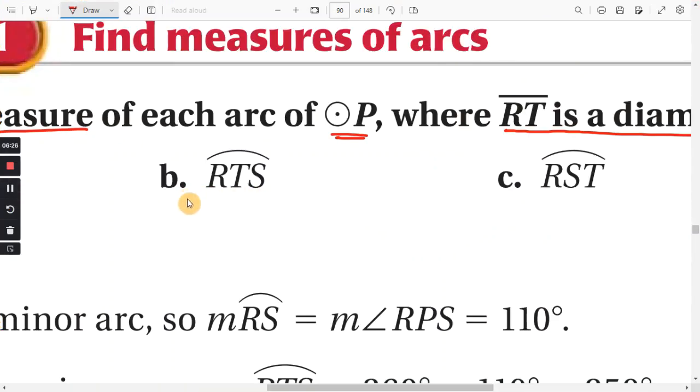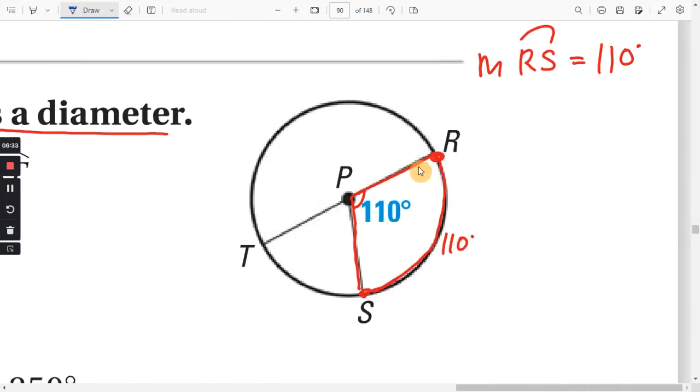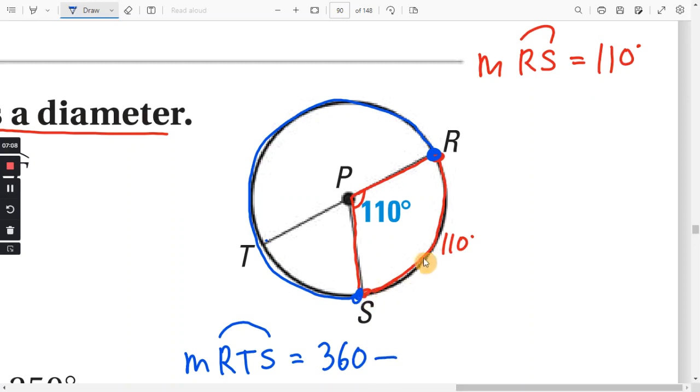Now let's look at arc RTS, okay? I'll do it in a different color. RTS. All right. So if we start at R and go to T along the arc, and then go to S, we end up here. So we went almost all the way around, but minus this part here in red. So the measure of arc RTS, so I'm going to write m arc RTS with the curve symbol over RTS. That's going to be 360 minus this piece right here, which is 110. And that equals 250 degrees.